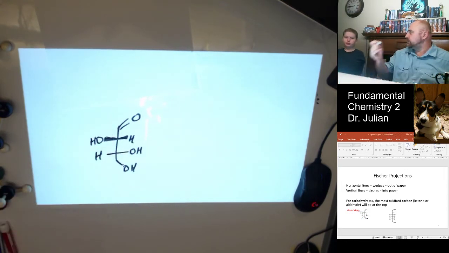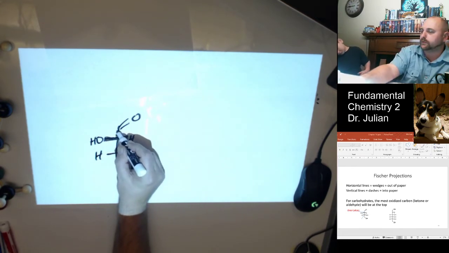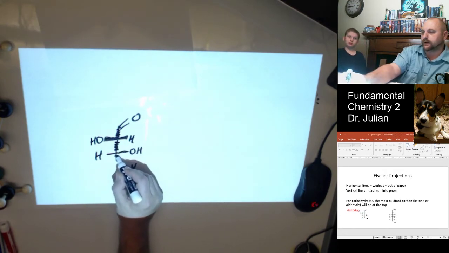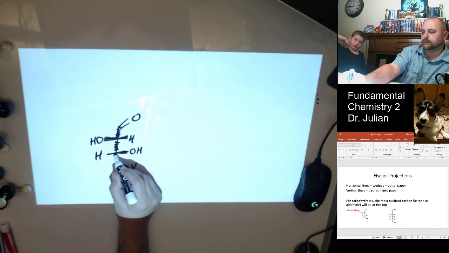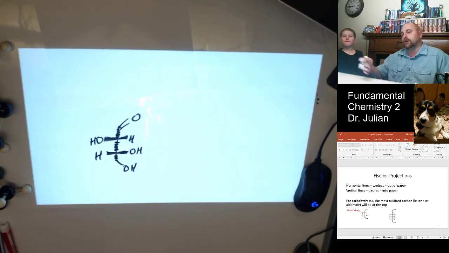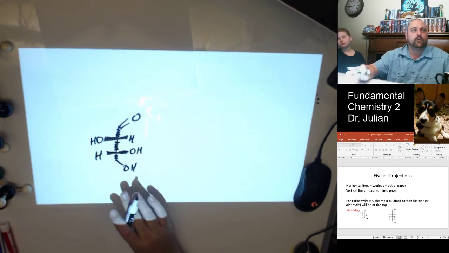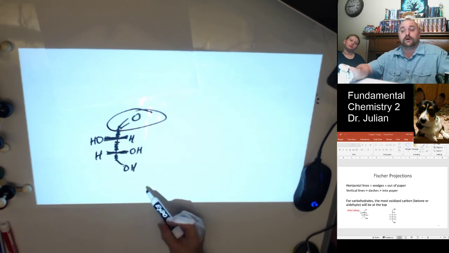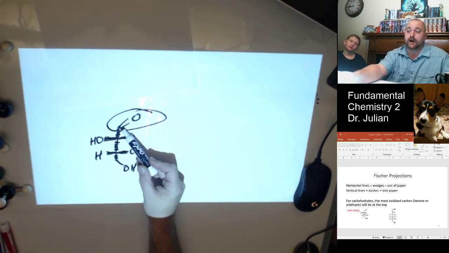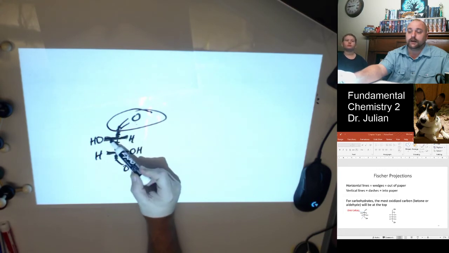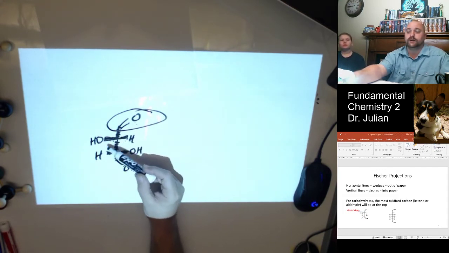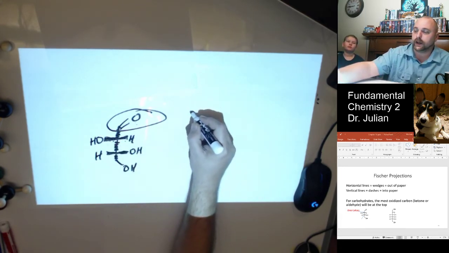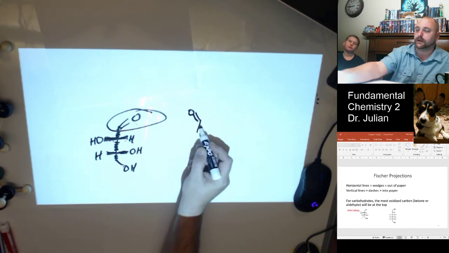And so if we're trying to draw this on a flat piece of paper, normally then we would have to put dashes. That means those would be going down, this would be going down, and this would be coming up with wedges. All right? And so this projection is always done the same way, where you put the most oxidized carbonyl, in other words, your aldehyde or your ketone on the top, and then we are going to align things so that these ones, the wedges, coming out.